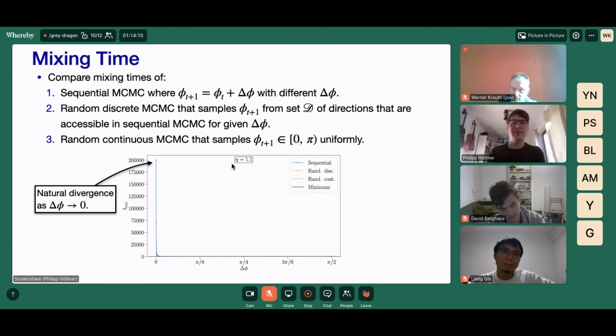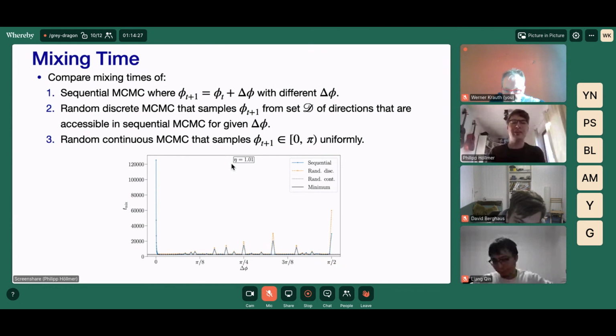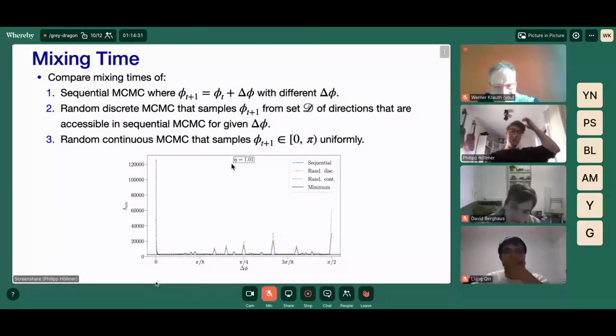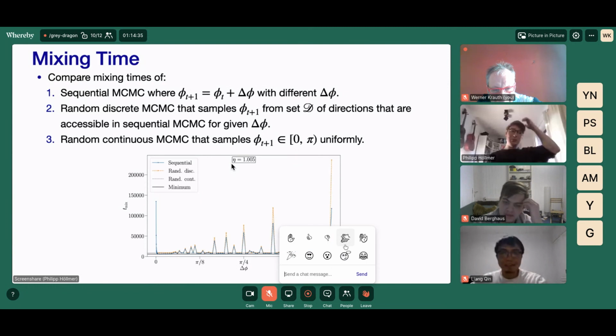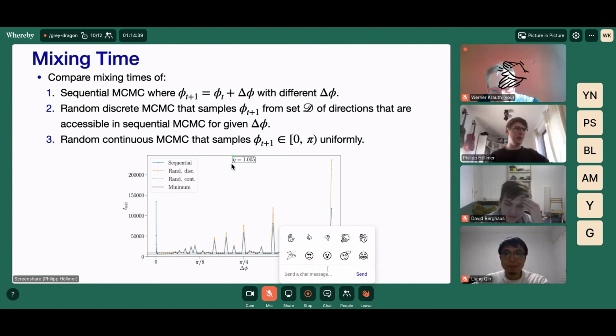However, if you now decrease eta, so we make a very thin ring in which the atom can lie, you will see that something very interesting happens. So this is the next value. We still have this natural divergence of the mixing time of our sequential scheme. But if you look closely here, you can see a small bump. It seems to appear at pi half. And these bumps become more apparent in the next value of eta, and also in the smallest value of eta we considered.